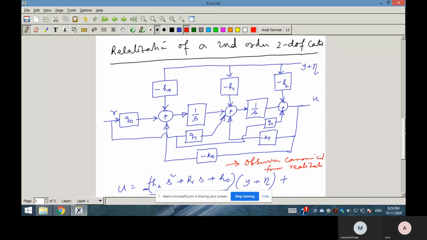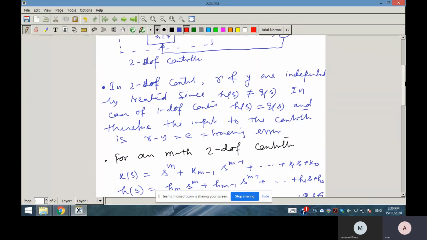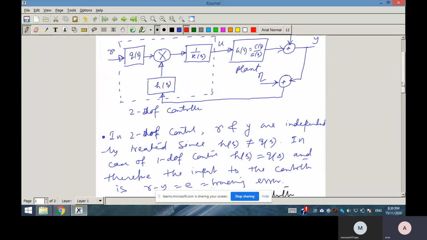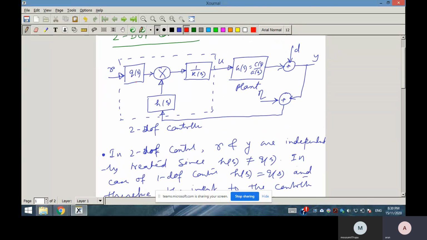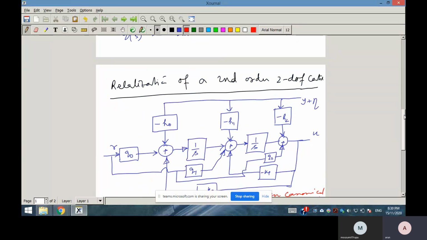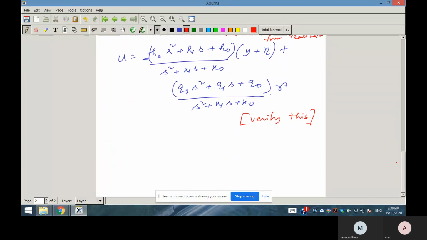Now we'll see what the important transfer functions are, as we got in the case of 1 degree of freedom, and then we'll see what kind of additional advantage we get because of having QS not equal to HS, that means the 2 degree of freedom configuration.